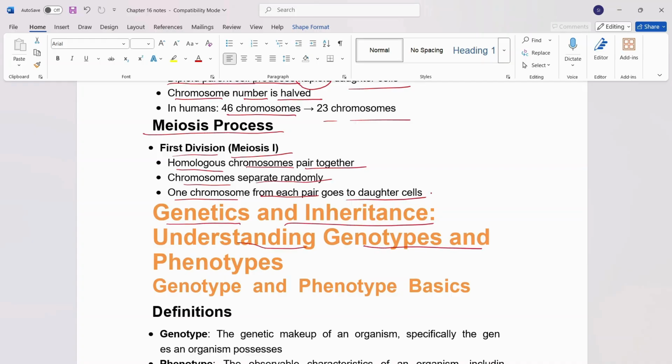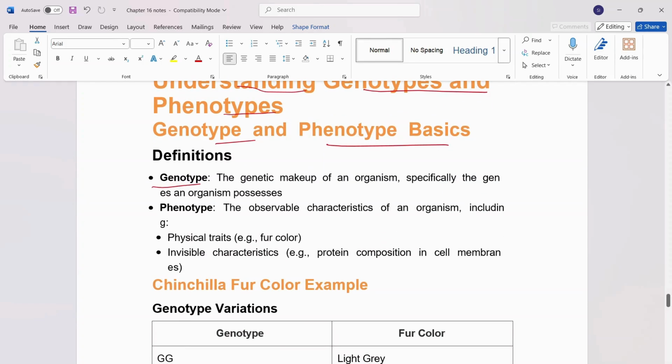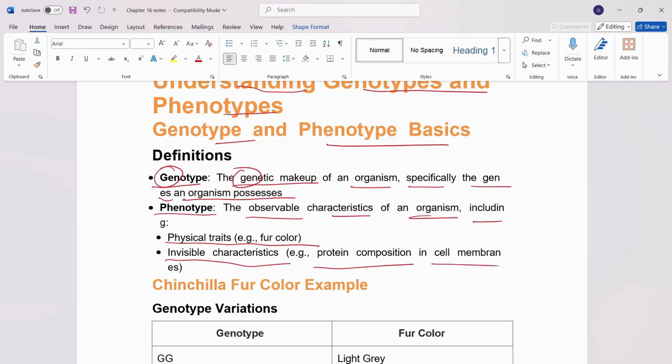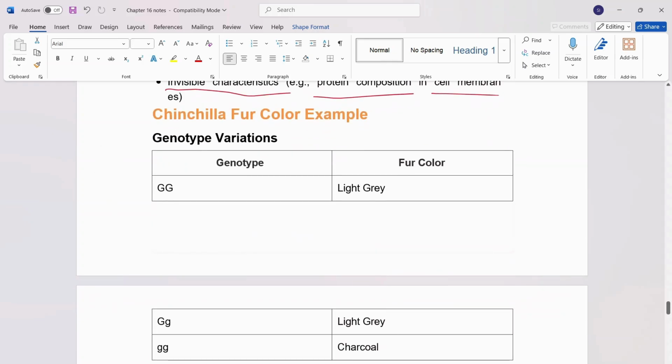Here we can understand genotype and phenotype. Genotype and phenotype basics. Definitions first. Genotype is the genetic makeup of an organism, specifically the genes an organism possesses. Next is phenotype, the observable characteristics of an organism, including physical traits like fur color, and invisible characteristics like protein composition in the cell membrane.